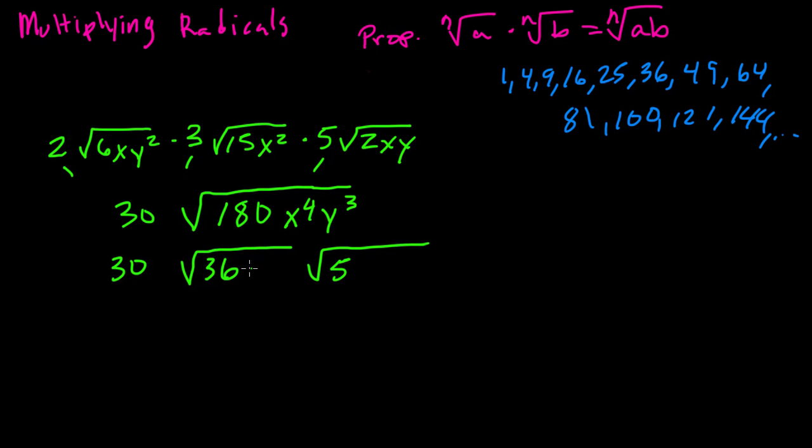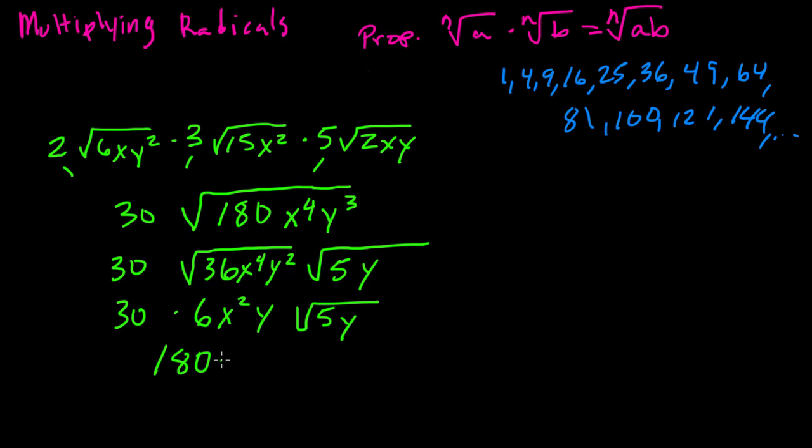1 doesn't count there. Our exponents have to be even, so I can put all 4 x's here, none left over. But the y's, I've got 3 of them, so I could put 2 out in front, and I would have 1 left over. Keep the 30 on the outside. Now we're going to take the square root of this, and we get 6x squared y, dividing the exponents by 2. This part's going to stay the same, 5y. 30 times 6 is 180, so we get 180 x squared y square root of 5y for our final answer.